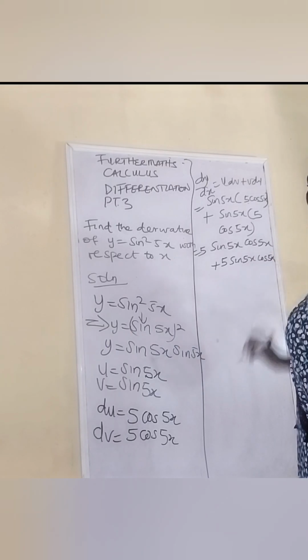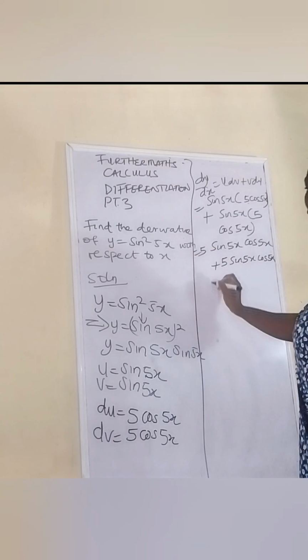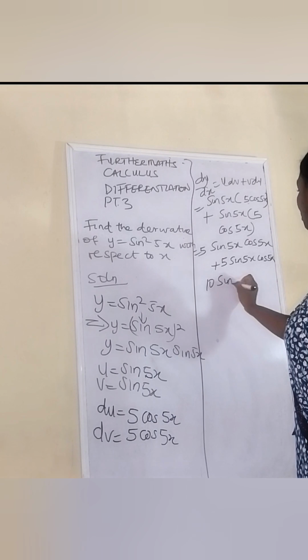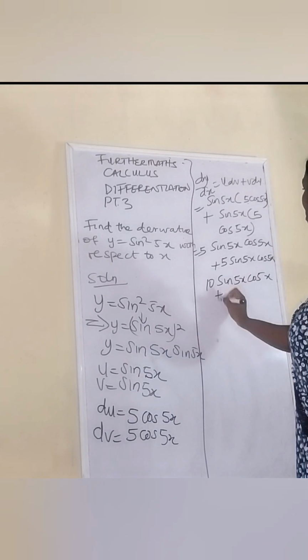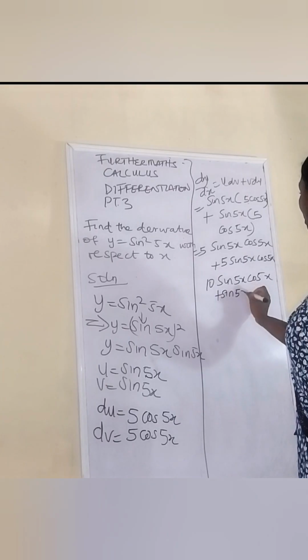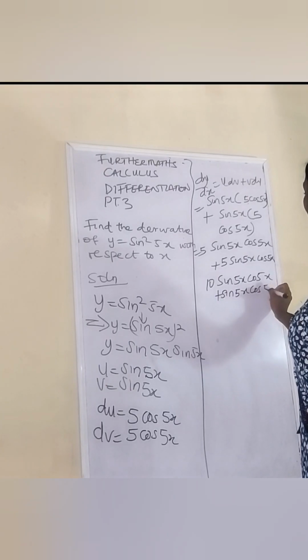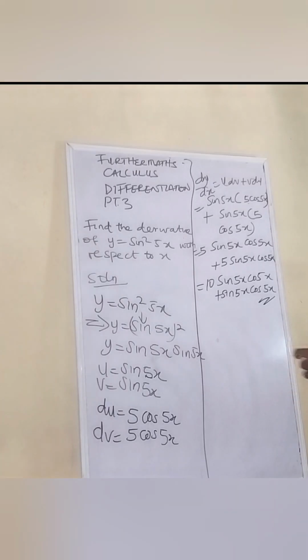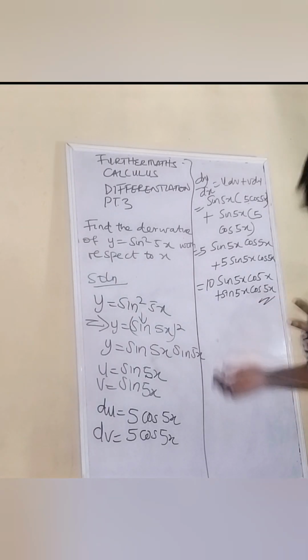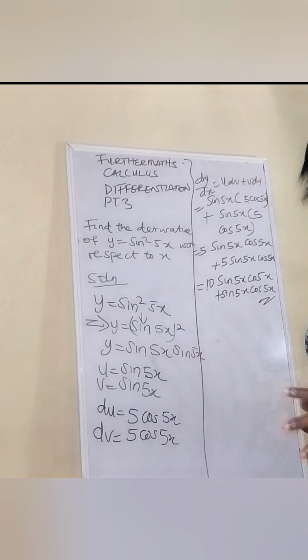So 5 plus 5, you get 10 sine 5x cos 5x plus sine 5x cos 5x. So this is our final answer. We can just check it again and again for better understanding. It is very easy. So let's go to the next thing.